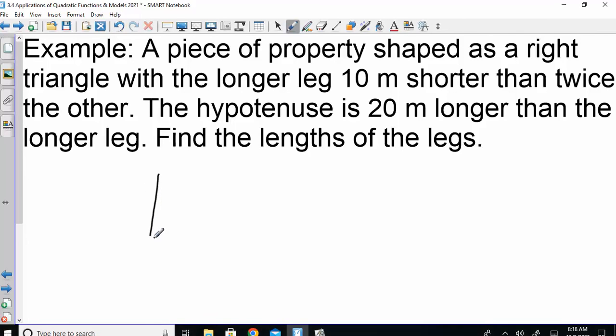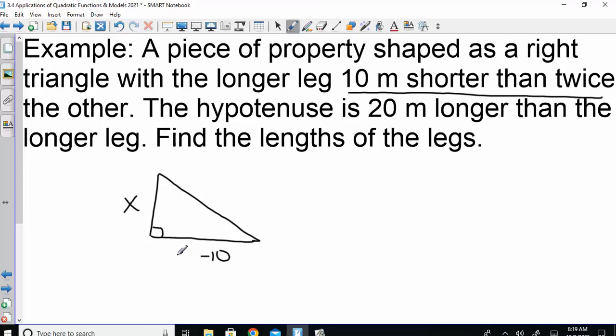We have a right triangle. The hypotenuse is the longest side, opposite the right angle. The legs are these two sides here that touch the right angle. The longer one is 10 meters shorter than twice the other. So let's call one of these sides x. I don't know what it is. 10 meters shorter than, what does that mean? So we're going to subtract 10. Twice the other, so 2x minus 10. And that's the longer of the two legs.